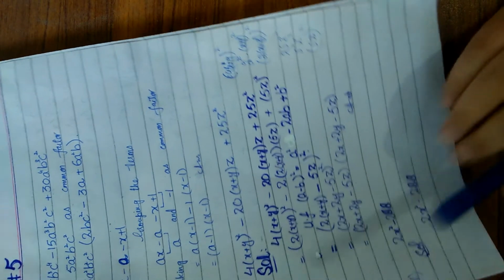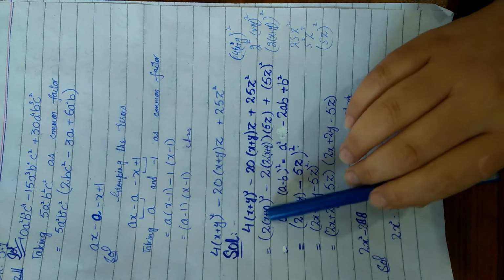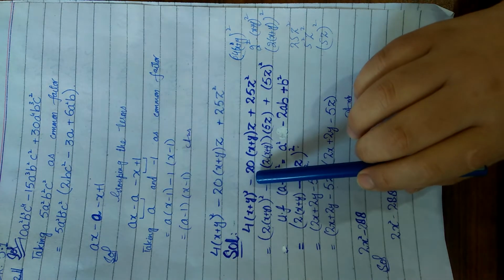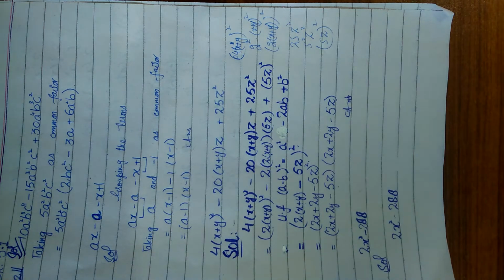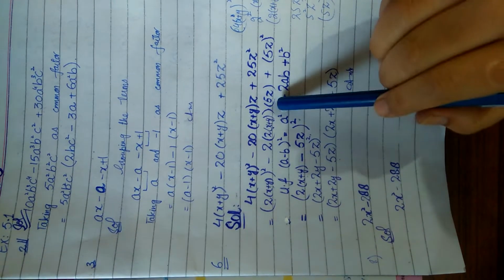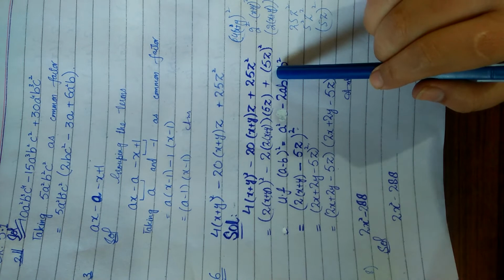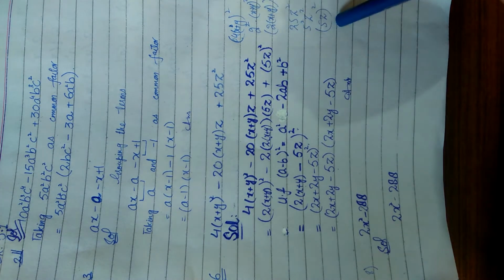Now we will open the question according to the formula, that is check the middle sign, that is minus, so definitely it will be a perfect square formula of minus. So a square minus 2ab plus b square. But here we have discussed how we will take a and b.